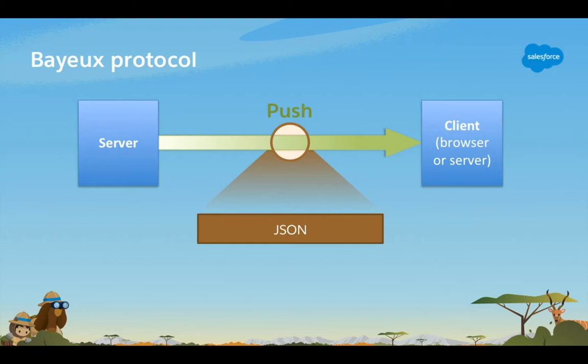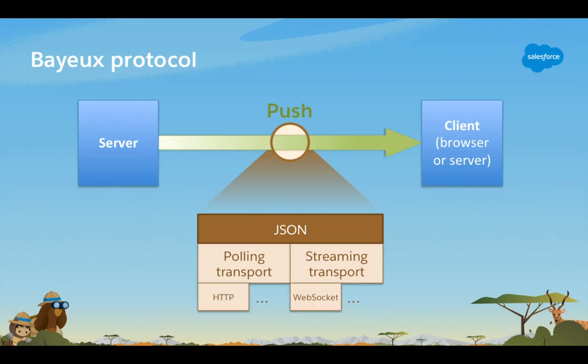Back to the Bayeux protocol. So JSON is basically the format, and there are actually multiple ways to carry this message. The Bayeux protocol is interesting because it has multiple transports. Ideally, you want to use the streaming transport, which is the best way to deliver the message because it's one-way communication. But if the client does not support it, for example, if it does not support WebSocket, which is the default streaming transport, it will fall back to HTTP polling.